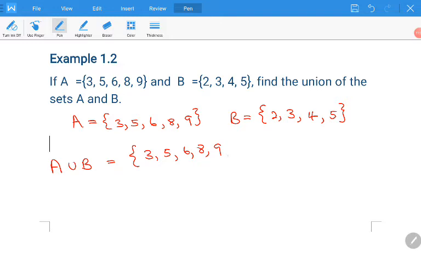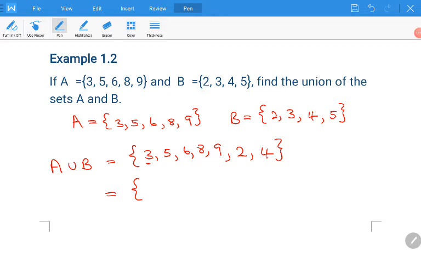And now I'm considering elements in set B. So we have 2, 3. I'm not going to put 3 because 3 is already in the set, so I don't need to replicate it again. So I include 4, 5. There's no need to include 5 because 5 is already in. So this is the set of A union B.